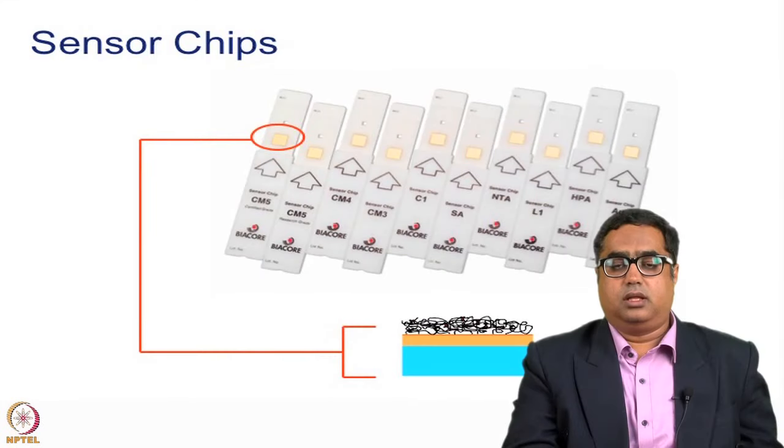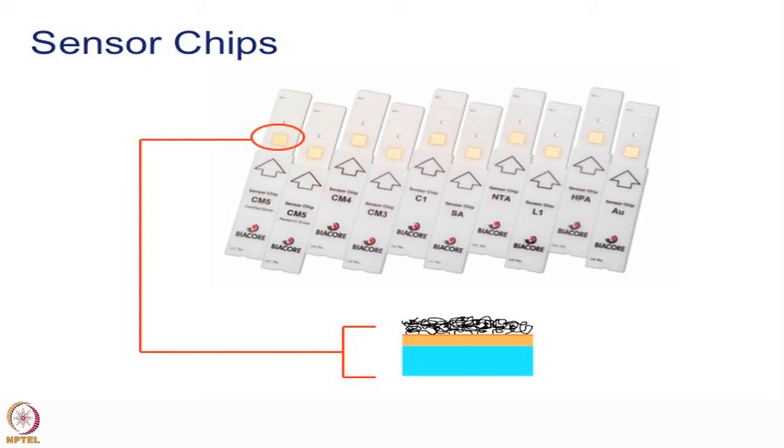In order to see the different sensors or surfaces that are available, we will go into each one of them in a little detail to understand what they are, their major utility, and how we design an assay based on these chips. The various chips available for any SPR experiment are named CM5, CM4, CM3, C1, streptavidin or SA chip, NTA chip, L1, HPA, and Au, a plain gold surface chip.